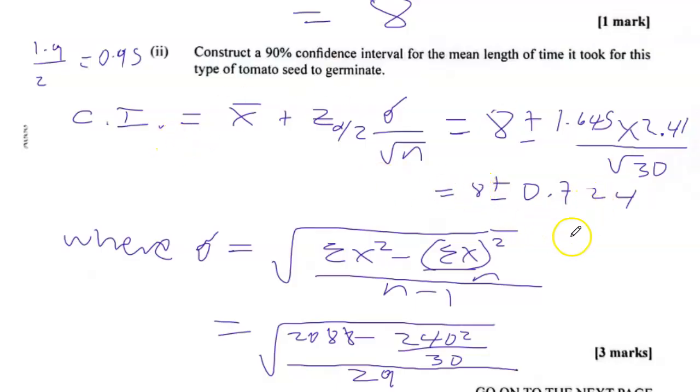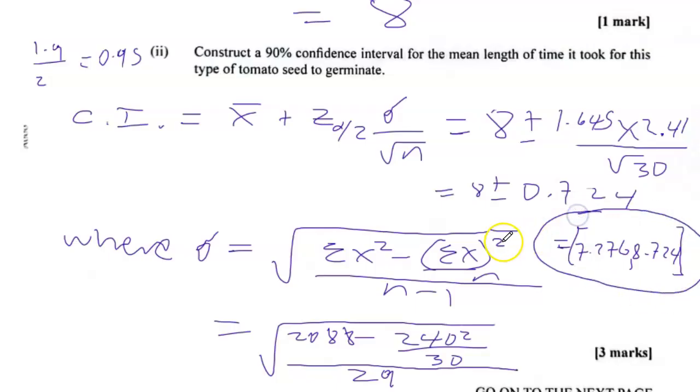I'm out of space, so I'll just squeeze it here. So if I add, it will be 8.724 for the upper limit. And the lower limit, I subtract it from 8, I end up with 7.276. So this would be my confidence interval.